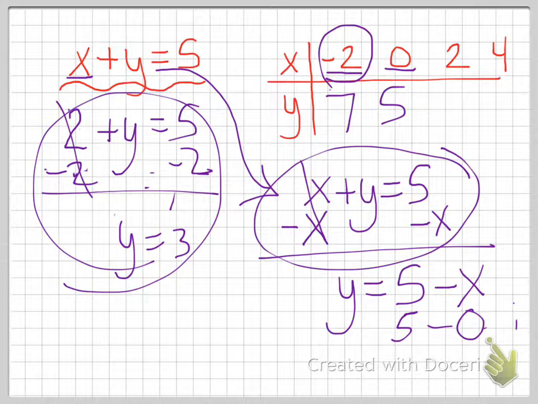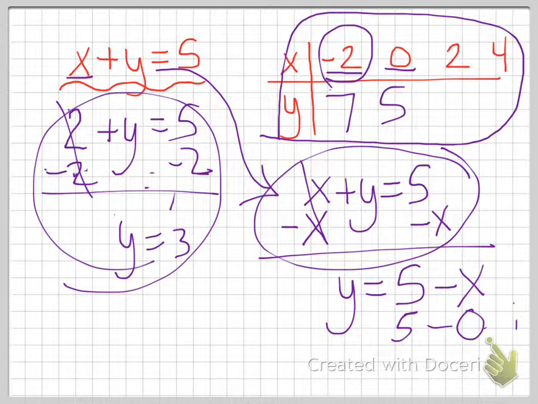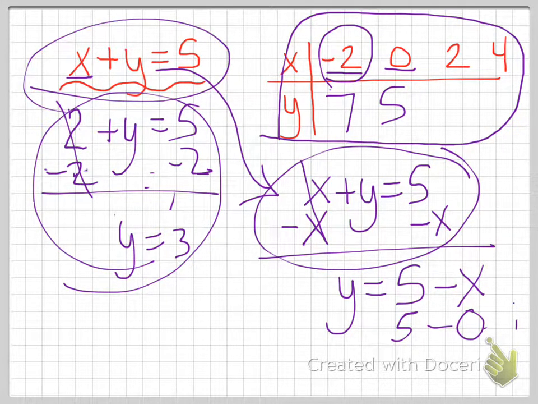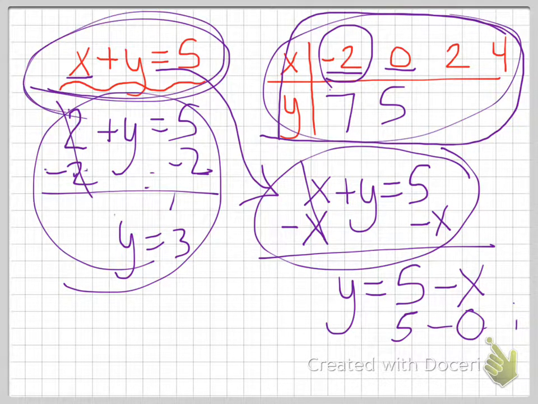If you don't think you're doing it right, what should these points look like if you graph them? They should be a line. So again, you need to make sure that you understand the connection between the table, the equation, and the graph.